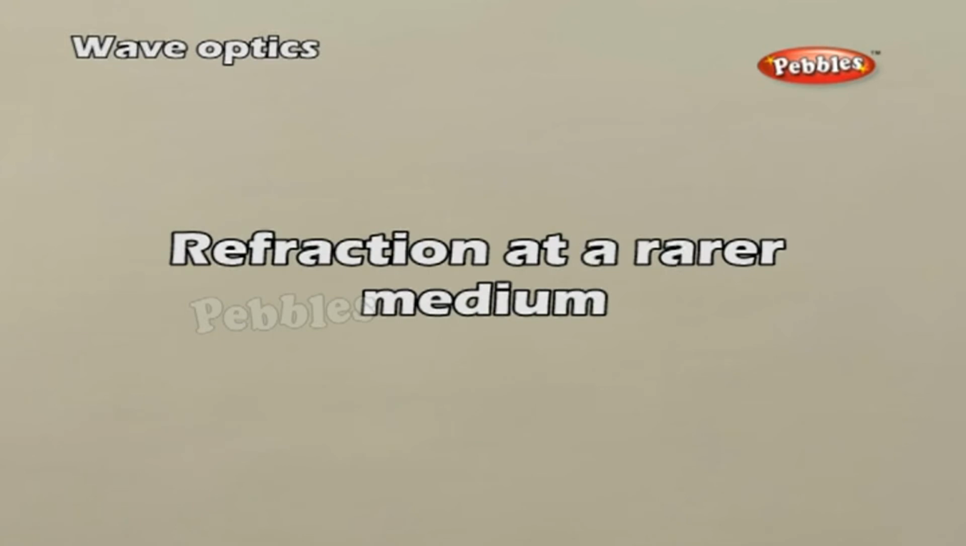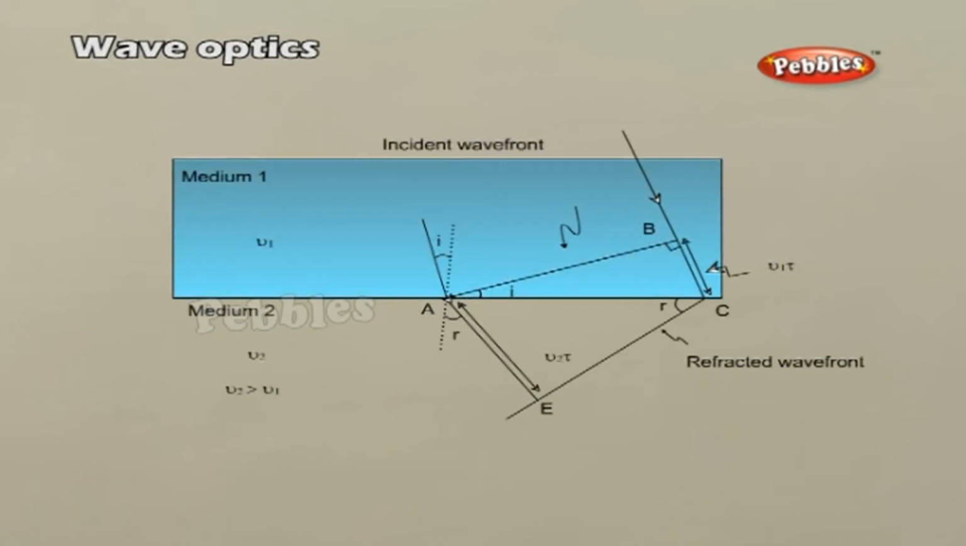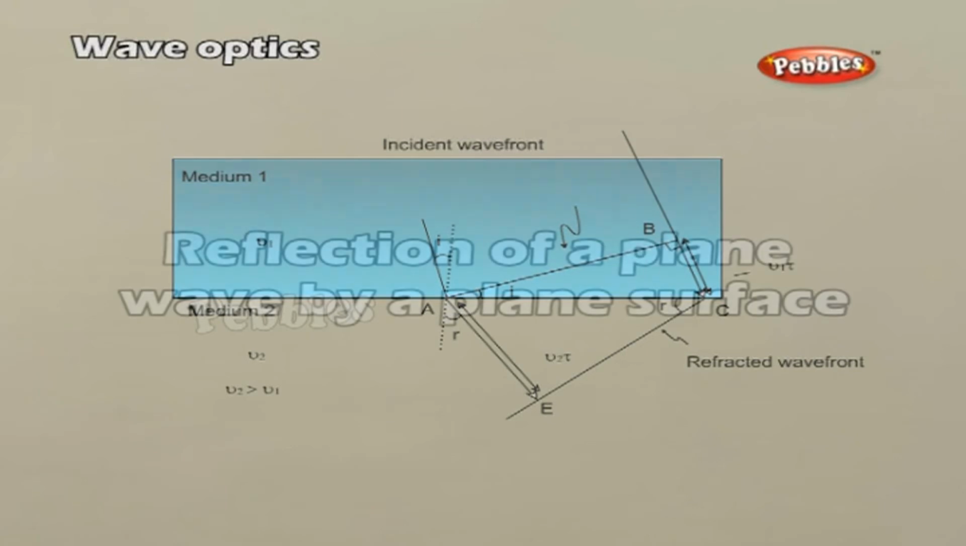Refraction at a rarer medium. Let us now consider refraction of a plane wave at a rarer medium. We can construct a refracted wavefront as shown in the figure. The angle of refraction will now be greater than the angle of incidence. We define an angle iC by the equation sin iC equals n2 by n1. The angle iC is known as the critical angle, and for all the angles of incidence greater than the critical angle, we will not have any refracted wave and the wave will undergo total internal reflection.